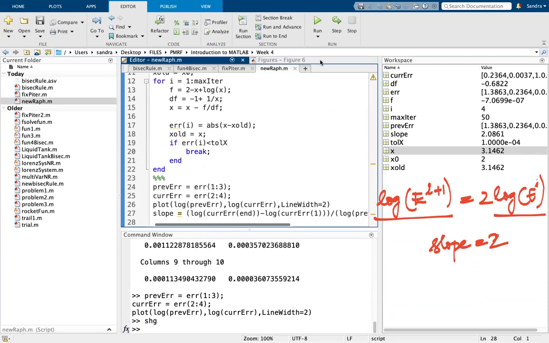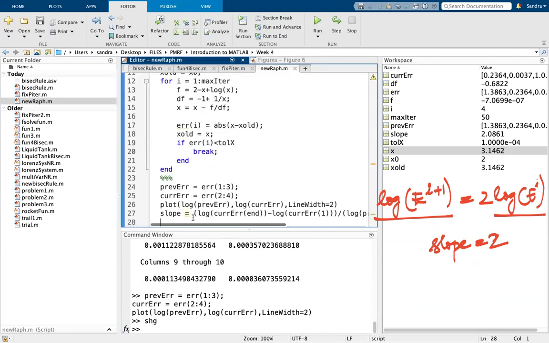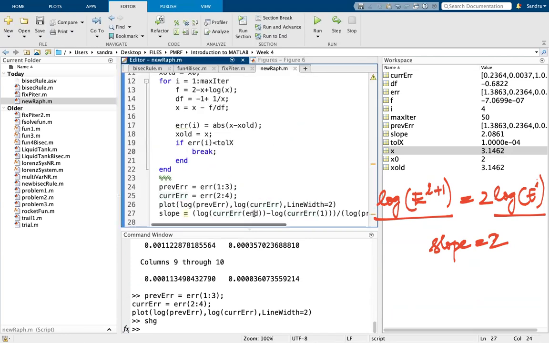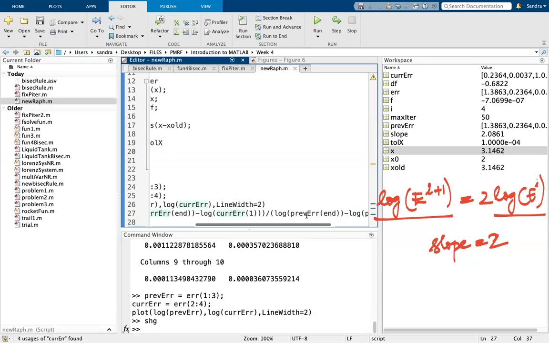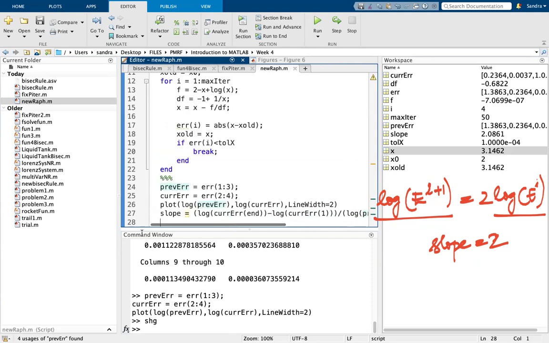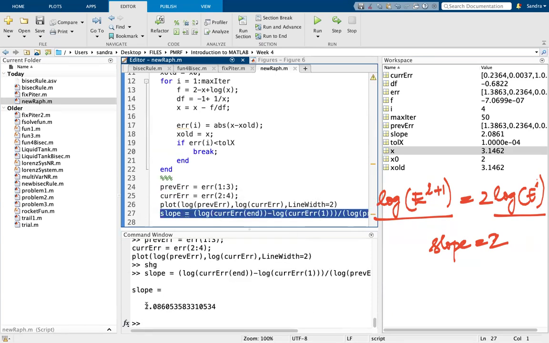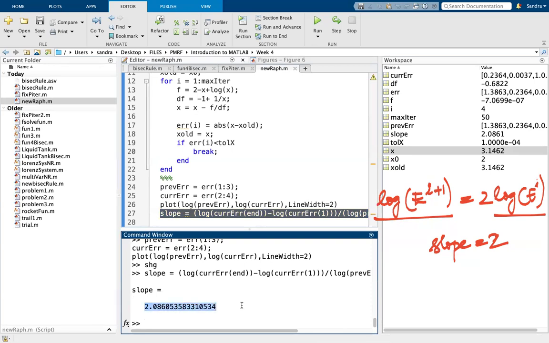Now I can calculate the slope. If you want, I can directly go and click this point and calculate the slope, which is y1 minus y2 divided by x1 minus x2. Or else numerically, I can take the log of the current error value minus the log of the current error's first value, divided by the log of the previous error's value minus the log of the previous error's first value. Basically, take the slope of the curve, and when I evaluate this I get a slope of 2.08 something. So that is what you will be getting.